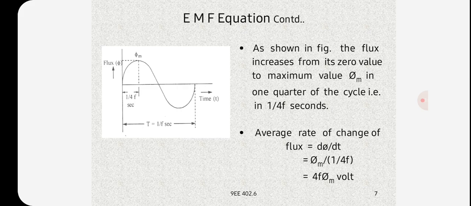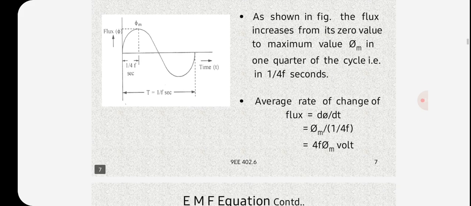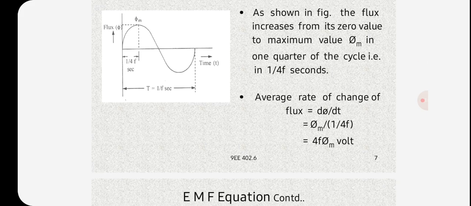1/4 of the cycle, that is 1/4 of the frequency in seconds. So here, from Faraday's second law, the EMF is equal to dφ by dt, that is equal to maximum flux by 1/4f. So that is equal to 4fφm volts.